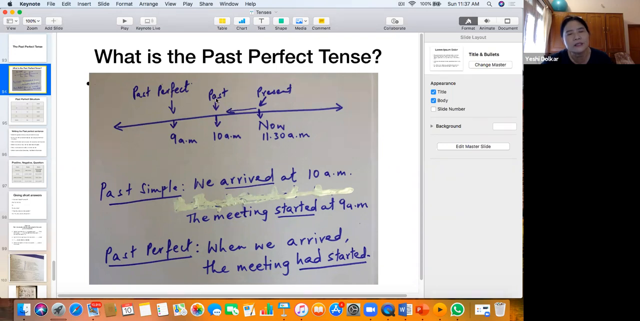So this past is simple past, but if you're also talking about something that happened before this past, then that will take what is called the past perfect tense.